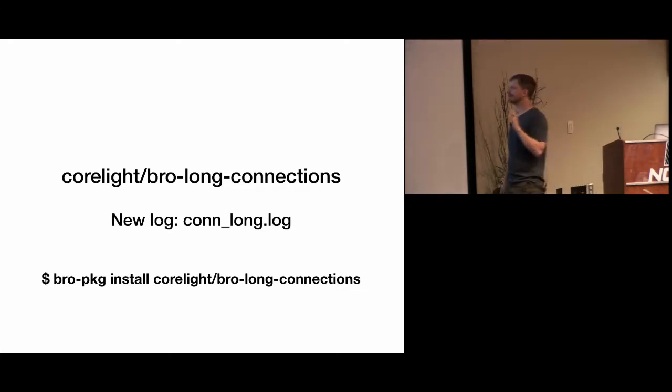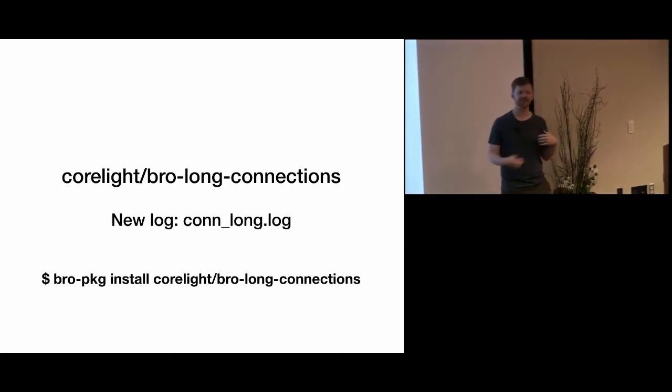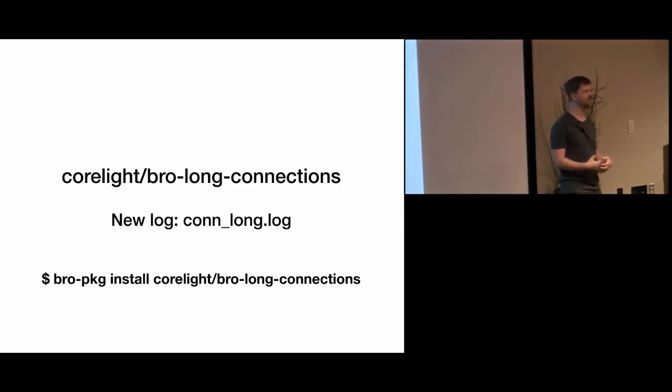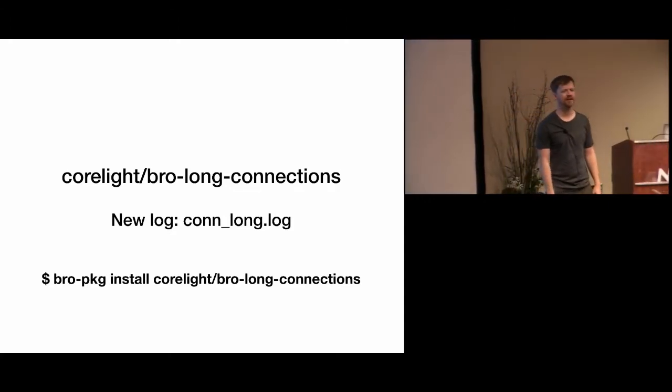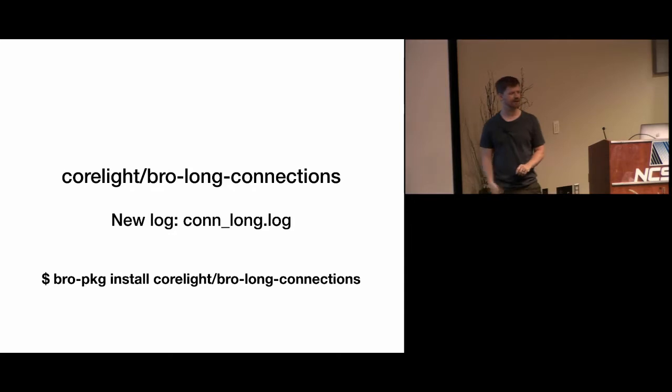So the long connections thing is basically this conn long, it's the same as the connection log. The reason that I broke it out into a separate log file was that I didn't want to muddy the waters of the conn log, because conn log is full connections, beginning, end, everything. This is all the same fields. It's actually the same record being logged, just in a separate log file. But the implicit assumption here is these are ongoing connections that are still live.